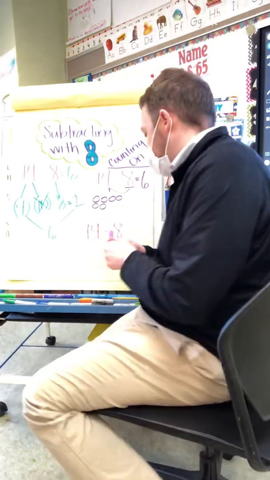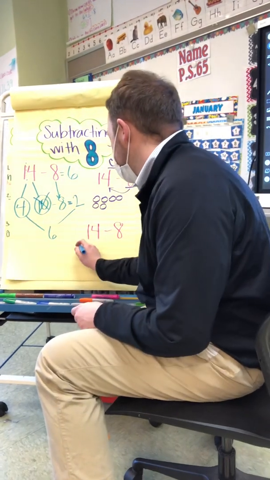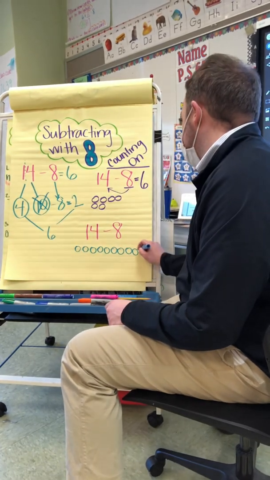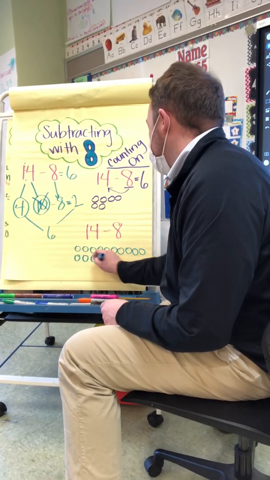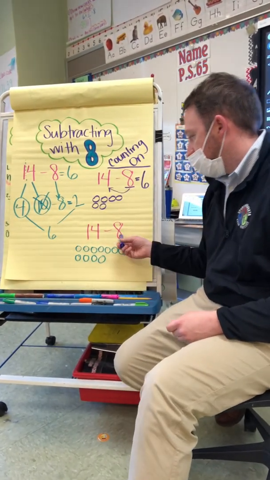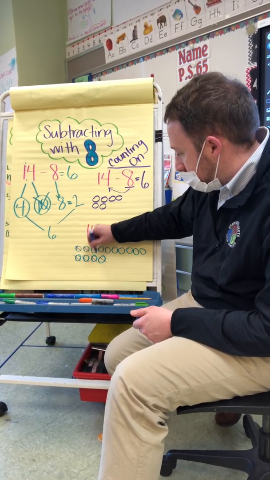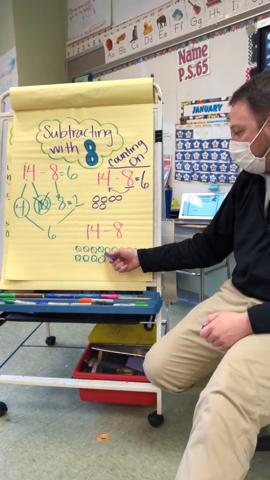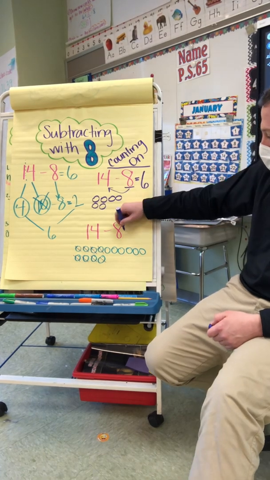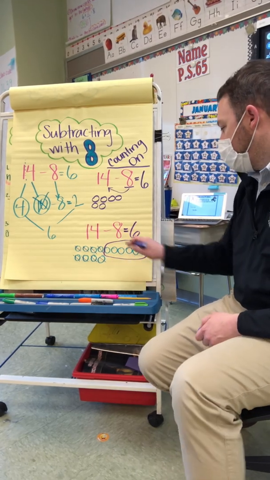the old school way. We can say, all right, well, I've got 14 as my whole. Let me draw 14 counters. 1, 2, 3, 4, 5, 6, 7, 8, 9, 10, 11, 12, 13, 14. And then how many of these am I going to cross out, guys? 8. Very good. 1, 2, 3, 4, 5, 6, 7, 8. How many are left? Let's count them. So 14 minus 8 equals 6, because we have 6 left over.